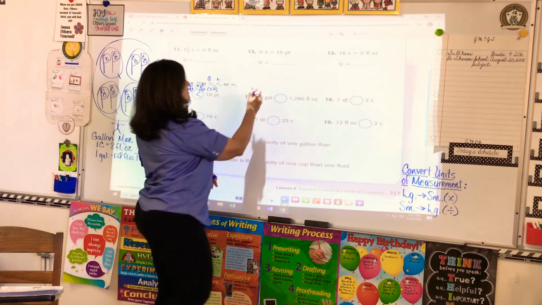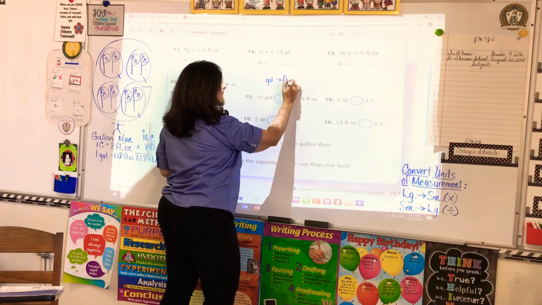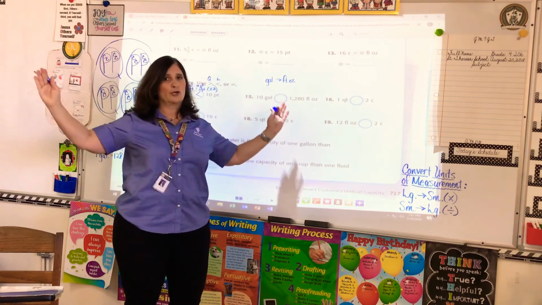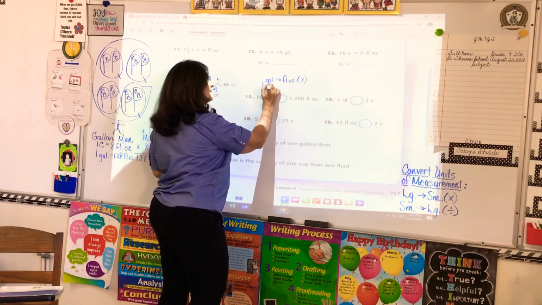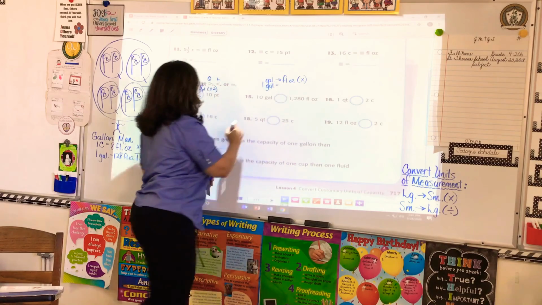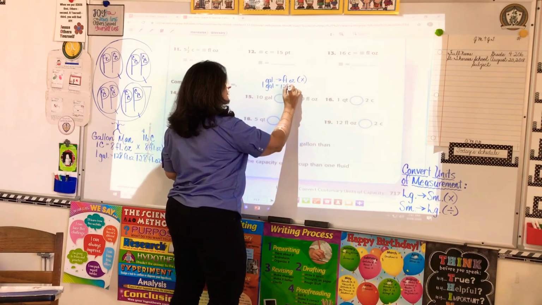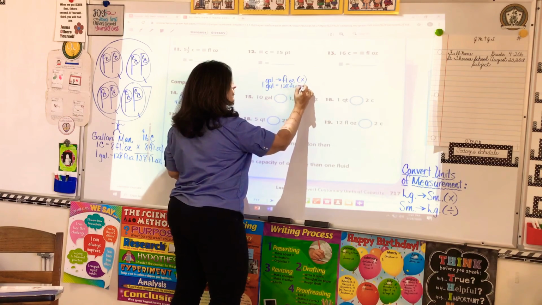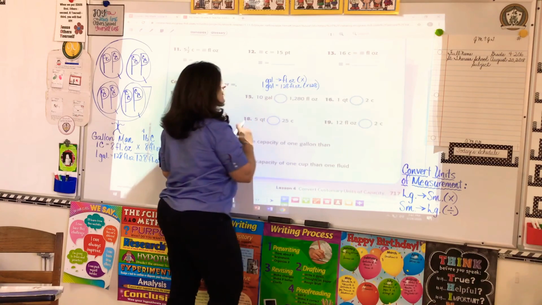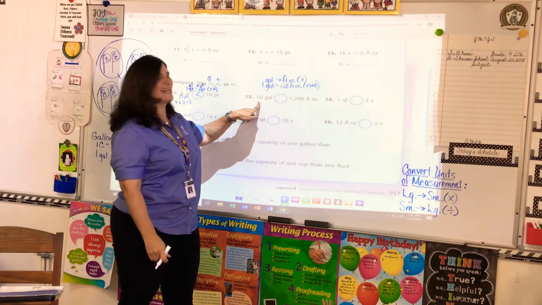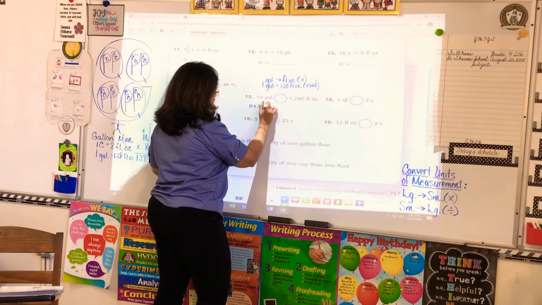Gallons to fluid ounces. We know we're going from gallons to fluid ounces. Okay? Larger to smaller, it means we want to multiply. So for every gallon, that is the same as 128 fluid ounces. So if we're going to go from gallon to fluid ounces, we want to multiply by 128. We don't have 1 gallon, we have 10. So then we do 10 times 128.